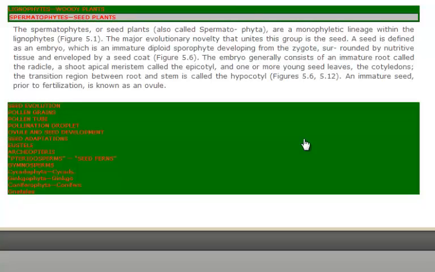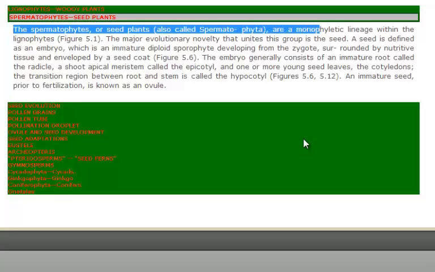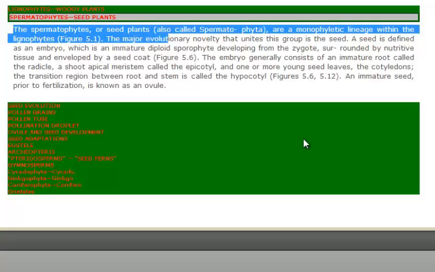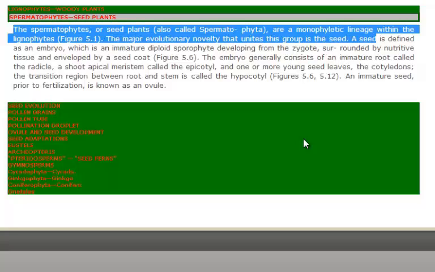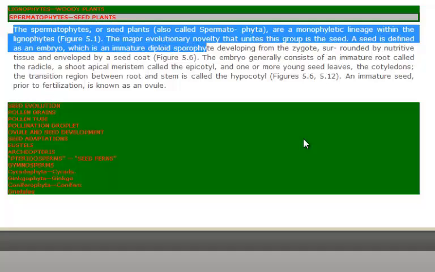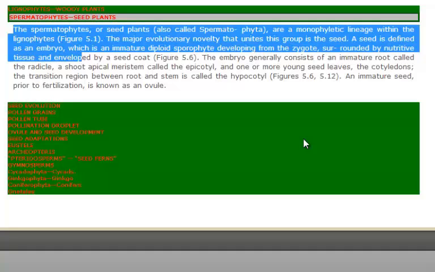Spermatophytes, seed plants. The spermatophytes or seed plants, also called Spermatophyta, are a monophyletic lineage within the lignophytes, figure 5.1. The major evolutionary novelty that unites this group is the seed. A seed is defined as an embryo, which is an immature diploid sporophyte developing from the zygote, surrounded by nutritive tissue and enveloped by a seed coat, figure 5.6.